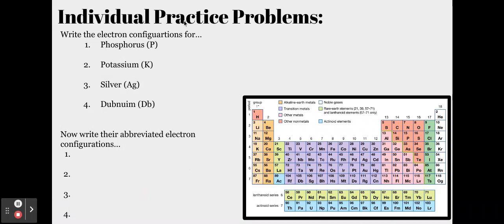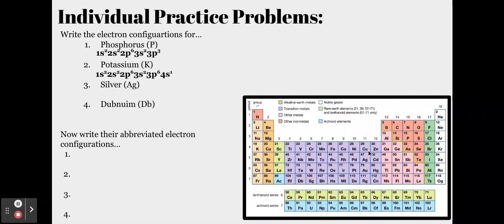And then here are some individual practice problems. So if you want to pause the video for a minute to try some of those, and then I will give the answer. All right, so here are the answers for phosphorus and potassium.